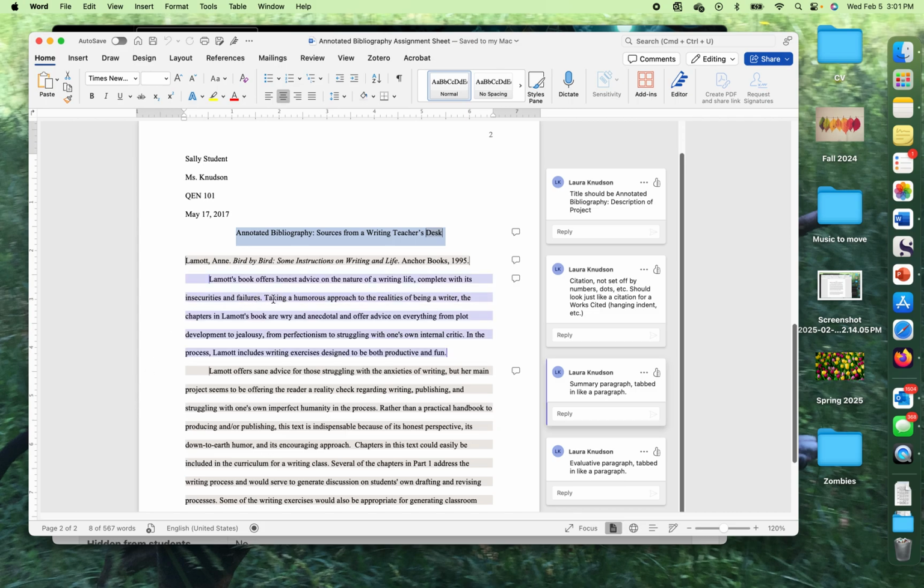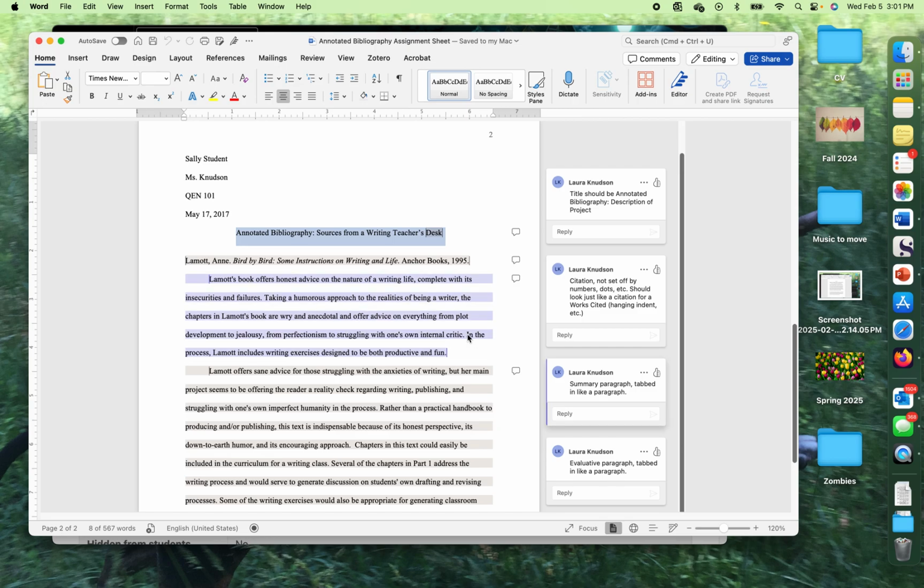So the next sentence: taking a humorous approach to the realities of being a writer, the chapters in Lamott's book are wry and anecdotal and offer advice on everything from plot development to jealousy, from perfectionism to struggling with one's own internal critic. So now we've got a little bit of summary of what some of these chapters are made up of. We get an idea of the genre. We get an idea of the tone. We get an awful lot of information about what exactly is in this book.